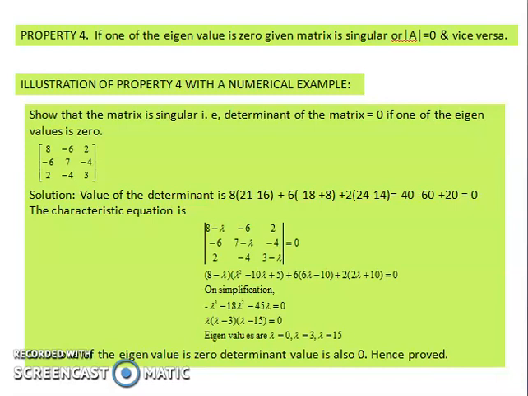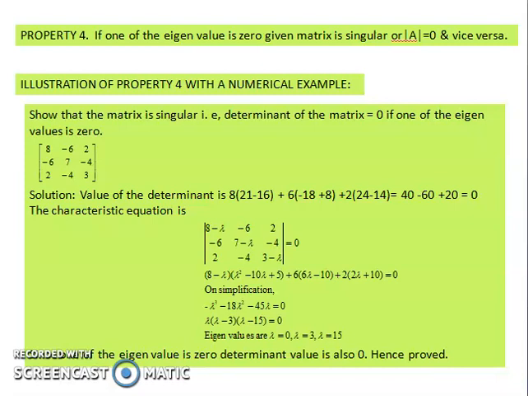Then property 4. If one of the eigenvalues is 0, then the given matrix should be a singular matrix, or its determinant value should be 0. And the converse is also true. If at all one of the eigenvalues is 0, then the determinant value should be equal to 0.